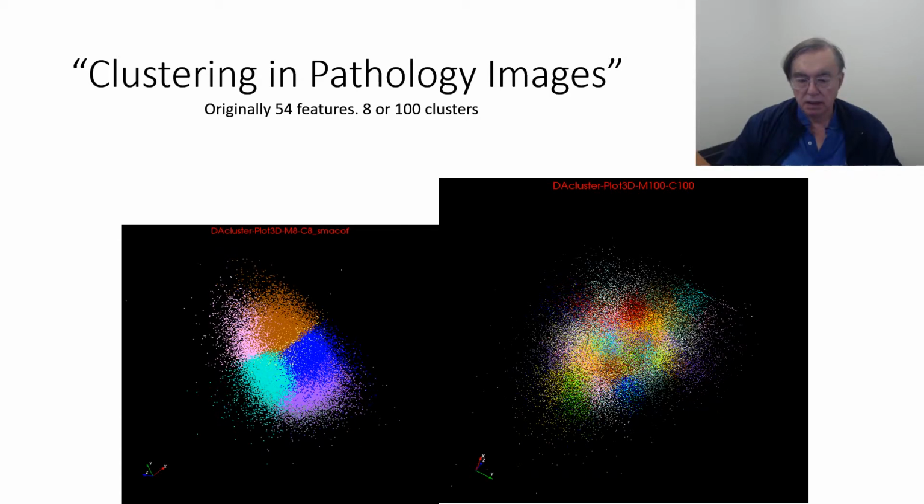All right, this shows this pathology case where there's not so much going on. Here we have 8 regions, and here we have 100 regions, and they all have the same feature. You just get smaller regions if you have 100 clusters than if you have 8. And I say it can still be useful.